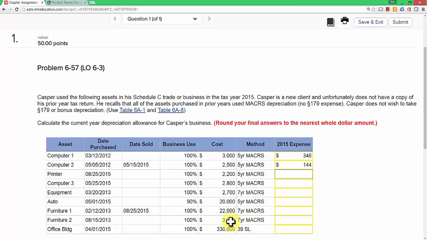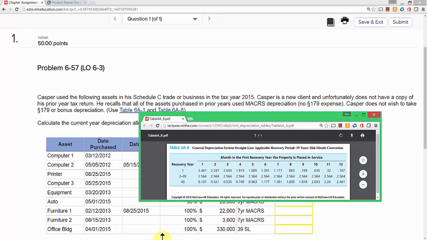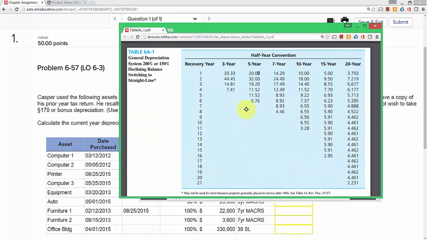Let's try this furniture number 2 that was bought a couple years ago at a cost of 3,600. Again, general equipment and furniture has a 7-year class life. And you can see those class lives for specific assets mentioned in our Chapter 6. Make sure you read the chapter and watch the video lectures. So here is our 7-year. So the first year would be the year we purchased. Now it's 2013, 14, 15.